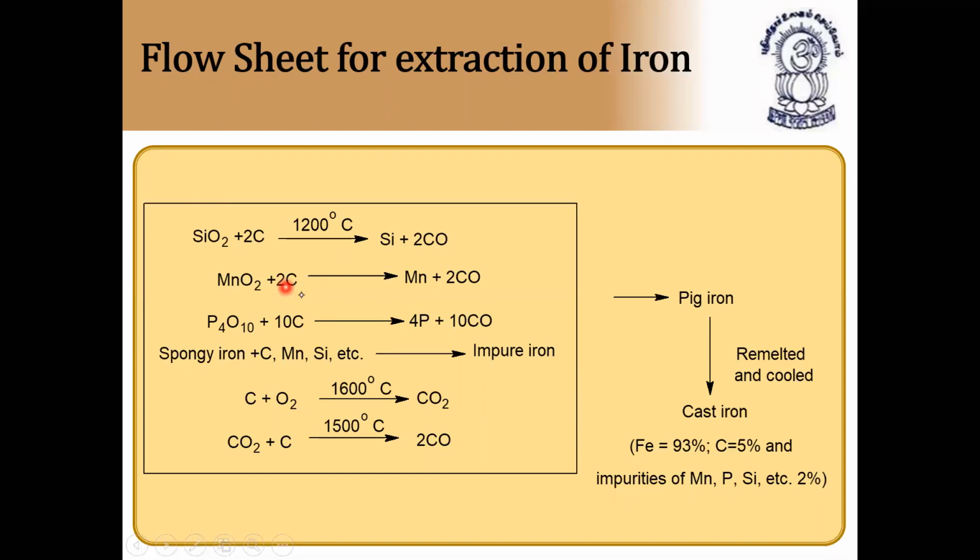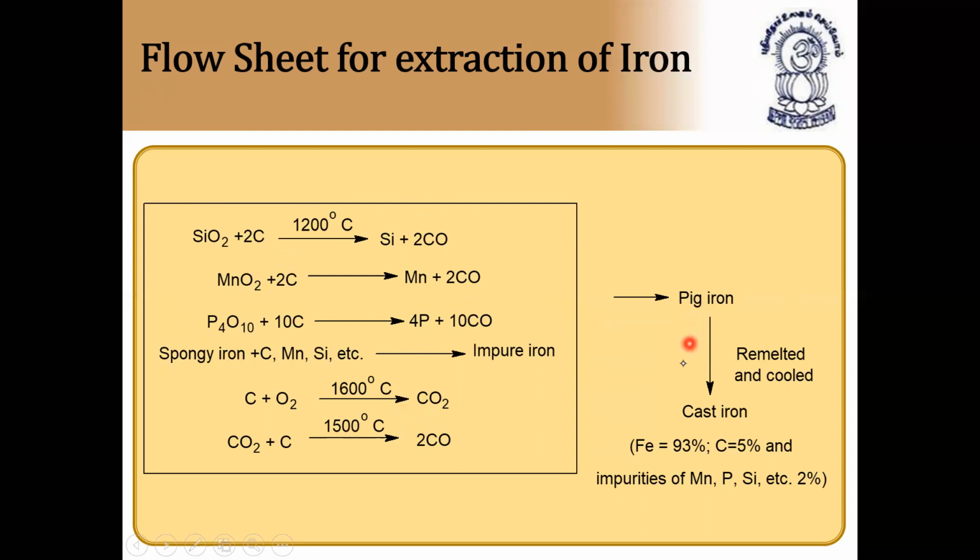What are the impurities present with iron? Manganese dioxide and phosphorus pentoxide. Manganese dioxide is removed by reaction with carbon, and phosphorus is also removed by carbon. So silicon dioxide, manganese dioxide, and phosphorus pentoxide are the impurities which can be removed by carbon, and they form carbon monoxide. Spongy iron plus carbon plus manganese plus silicon gives impure iron. Carbon plus oxygen gives carbon dioxide, and carbon dioxide plus carbon gives carbon monoxide. Whatever iron you get from this process is called pig iron.